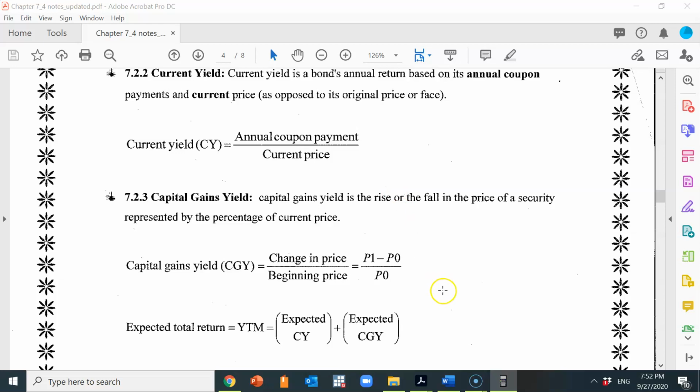If you add up these two yields, you have the expected total return of the bond, or yield to maturity. Yield to maturity equals expected current yield plus expected capital gains yield.